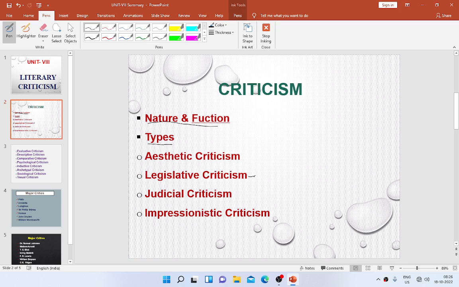It is based on established criteria. It apprehends the nature and quality of the artwork. It is applied particularly to the works written in Greek and Latin. Legislative criticism claims to teach the poet how to write or how to write better. The Augustans propounded that the vital function of criticism was to frame certain rules to supervise the writers.